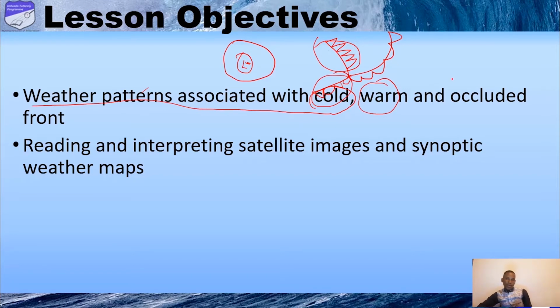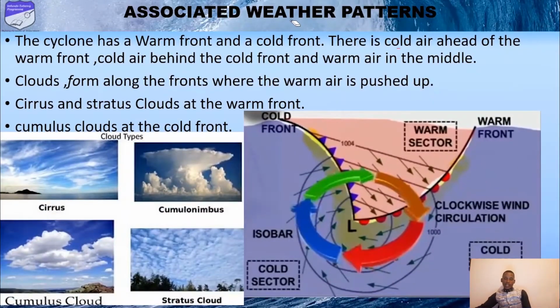And part 2 of our lesson today is going to be about reading and interpreting satellite images and synoptic weather maps. That one is very important, guys, because during your examinations, this is where all your hard work will be revealed. Okay, good. So let's get started.